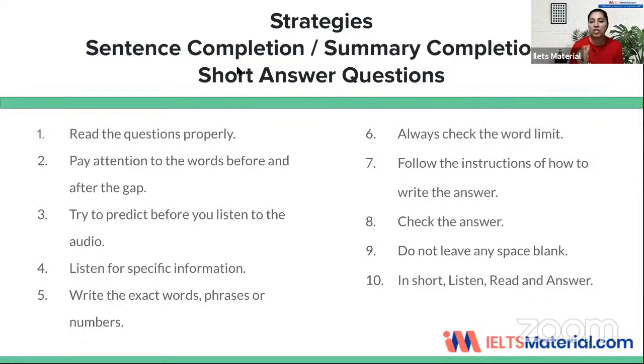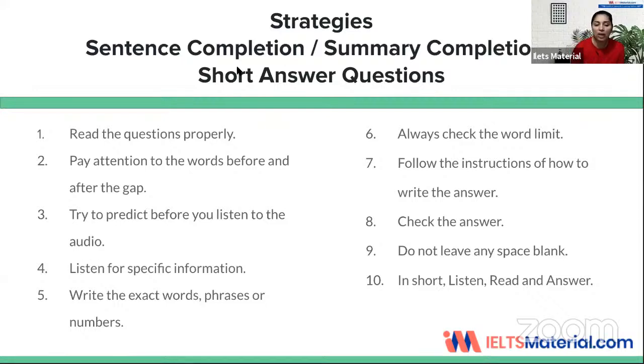Next is listen for specific information. Now, this is called scanning in listening. You are not going to listen, yes, of course, you would listen to each and every part, but you would become more attentive when you come to your keywords. And then you try to listen to the specific information wherein you should be able to give the correct answer with correct spelling as well.